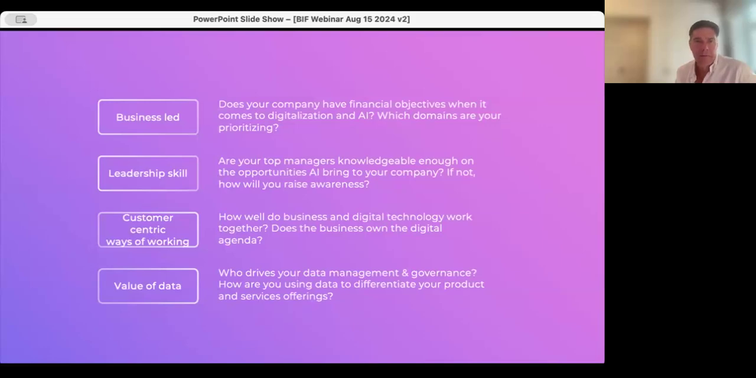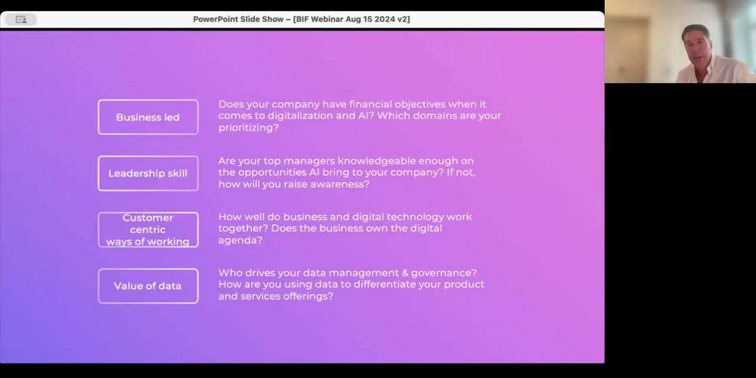The other thing is, of course, the leadership skill. Because if we want this to happen, we need to ensure that our top managers have a lot of knowledge about AI and how it can create opportunities for the companies. And if you do not have those, who can you recruit, and how can you increase the awareness among the existing ones? It's about changing the way of working, and you need to have customer-centric ways of working throughout the organization. It starts with the customer, it starts with customization.